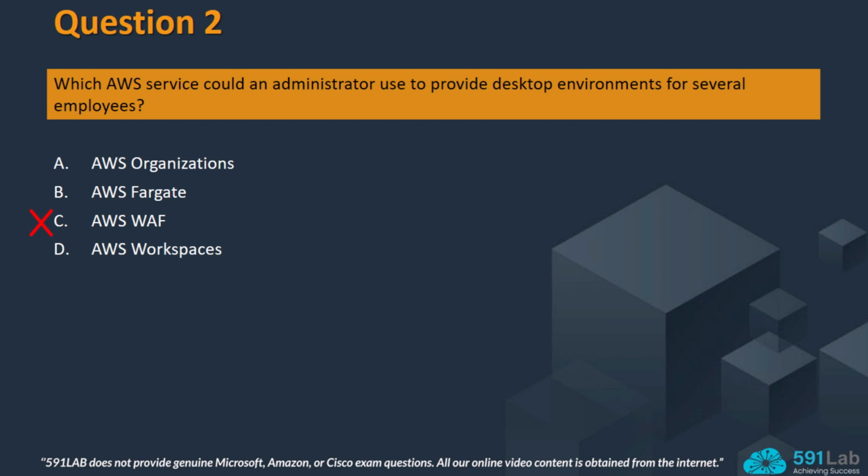Option D, AWS Workspaces. AWS Workspaces is a fully managed, secure desktop-as-a-service solution that allows administrators to provide virtual desktops for users. It enables employees to access their desktop environments from various devices, providing a consistent and secure experience. So options A, B, and C are not directly related to providing desktop environments. For providing desktop environments, AWS Workspaces is the appropriate choice. Let's establish a connection and take a closer look to explore its features together.